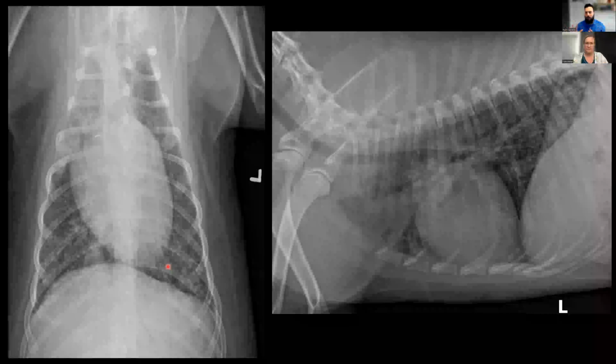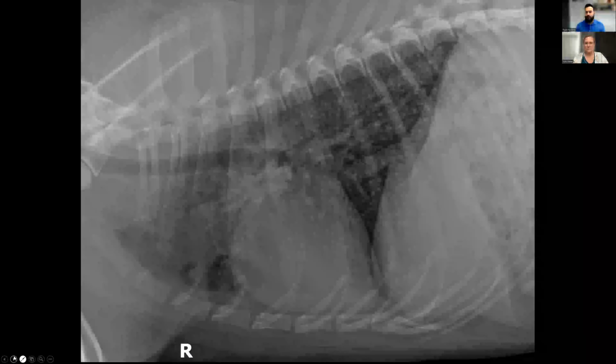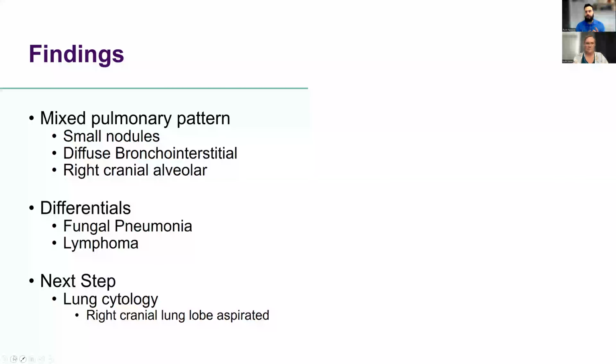So we have basically a component of every different pulmonary pattern in this one patient, and that makes it challenging to be able to identify all those pieces and put them together. But once we do notice them, it can really help us narrow our differential diagnosis list. With small nodules, diffuse bronchointerstitial, and alveolar patterns, our main differential is fungal pneumonia, and then lymphoma would be the cancerous differential that would present with similar radiographic features. What's going to help us get to the answer is, of course, cytology, and that is where Kate is going to come in with an example of some cyto.